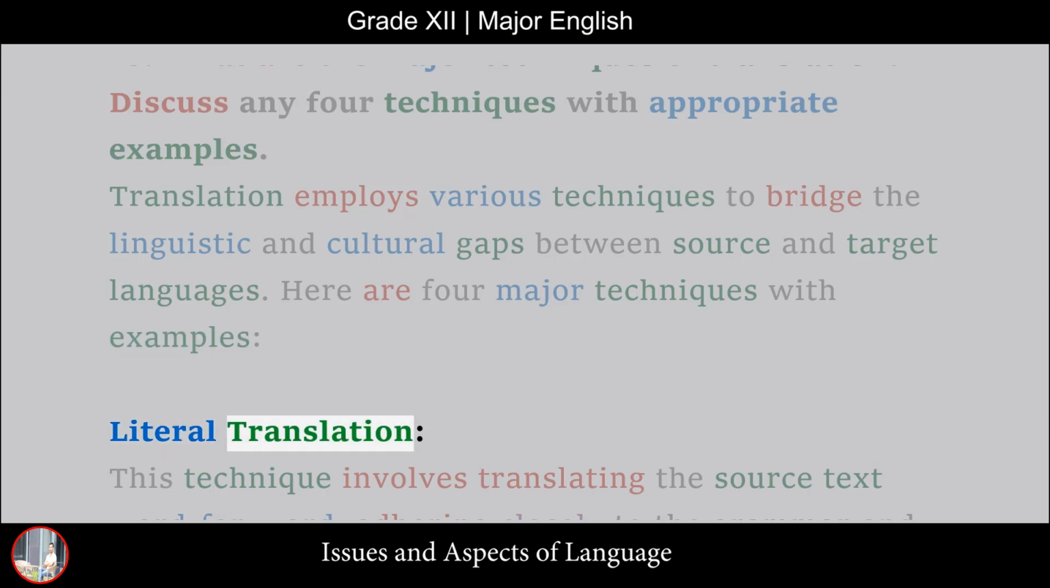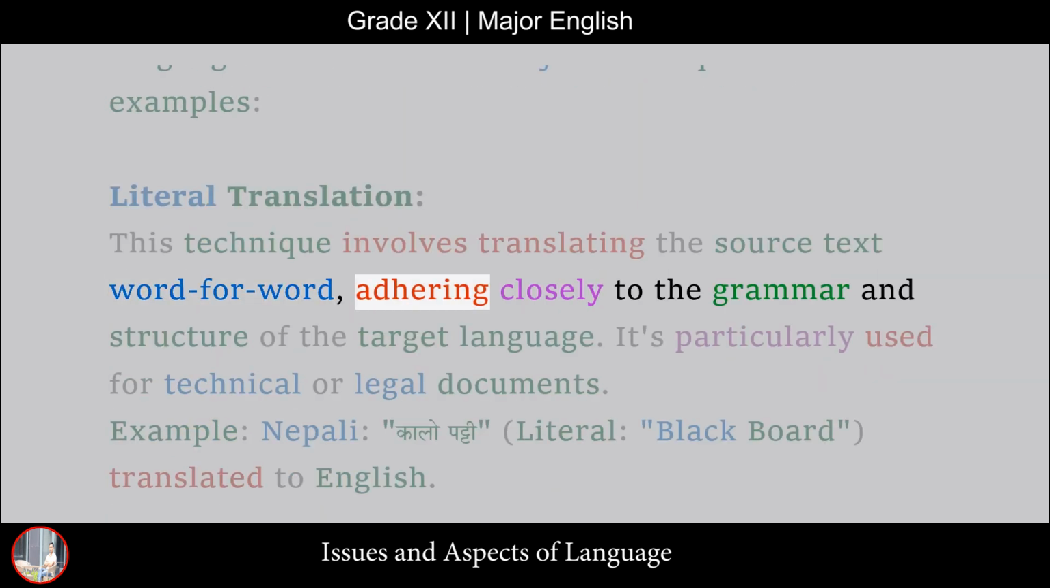Literal translation. This technique involves translating the source text word for word, adhering closely to the grammar and structure of the target language. It's particularly used for technical or legal documents. Example: Nepali, literal, blackboard, translated to English.